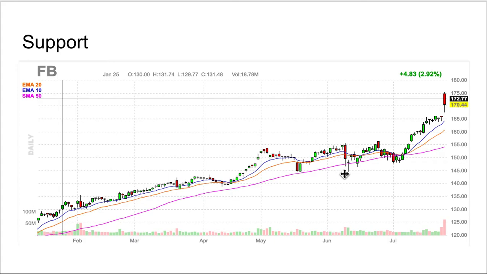Another place of resistance you can see on the chart is this $155 region, right? Every time it tries to break this 155, it goes up, comes back, goes up, comes back, and finally it actually breaks through.